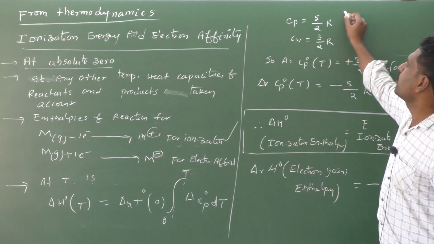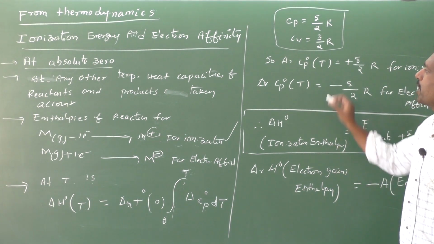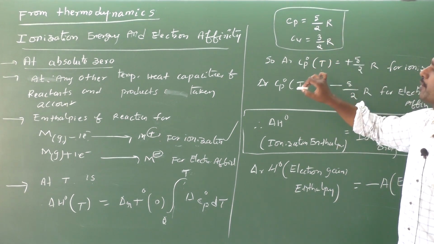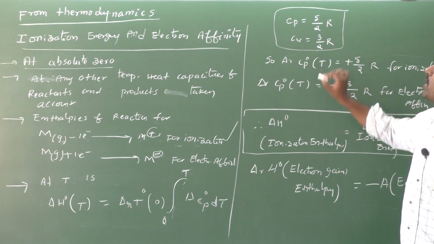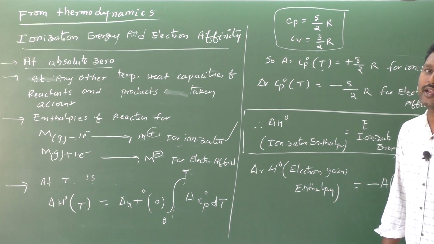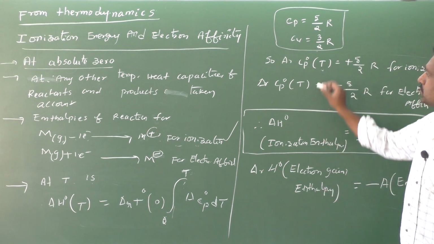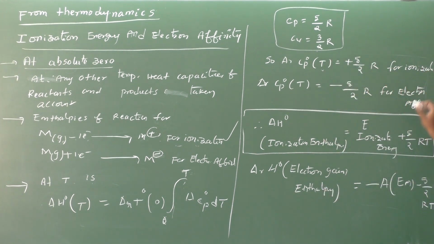Cp value equals 5 by 2 R. Anytime you take Cp, we take 5 by 2 R, and if you take Cv, that value is 3 by 2 R. Here we have considered the Cp value only, heat capacity at constant pressure. So we take plus 5 by 2 R for the ionization reaction, and minus 5 by 2 R for electron affinity.